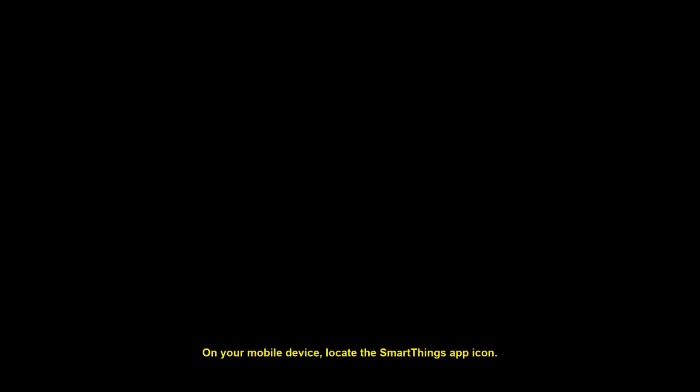On your mobile device, locate the SmartThings app icon. Press and hold the app icon until options appear. Select the option to uninstall the app. Confirm the uninstallation when prompted.